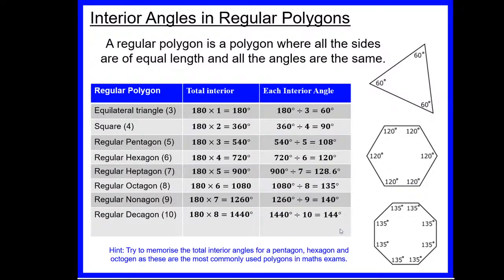And our decagon, 144. Now it is a good idea to try and memorise the interior angles for a pentagon, a hexagon and an octagon. They're the ones most commonly used in maths exams, so hopefully we already know our equilateral triangle and our square. So three more worth remembering as they come up the most often. So again, pause the video, make a note of those interior angles.